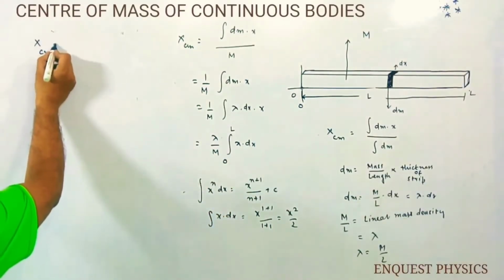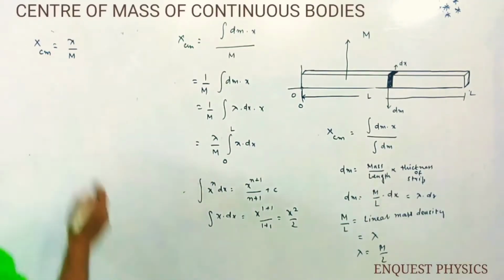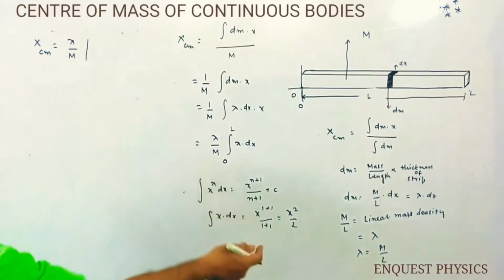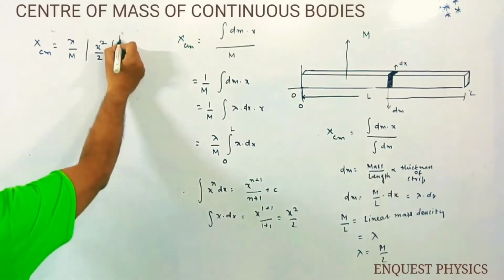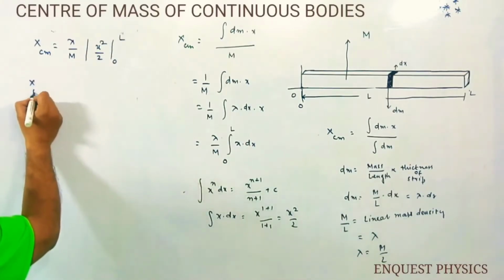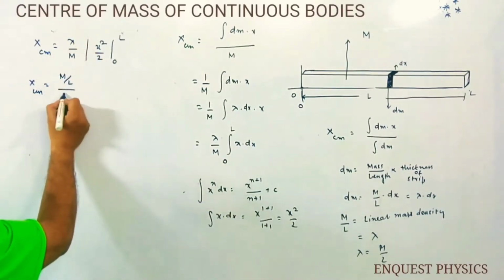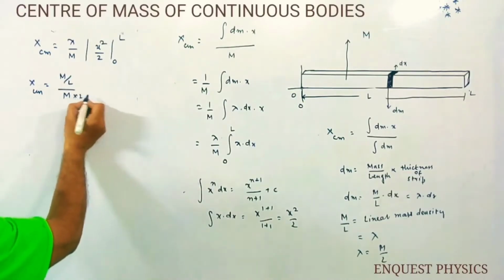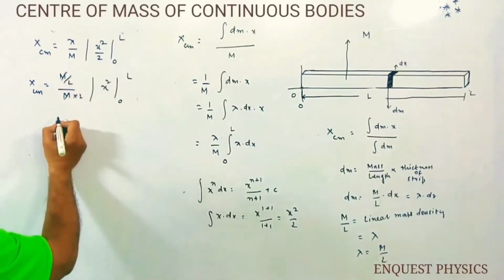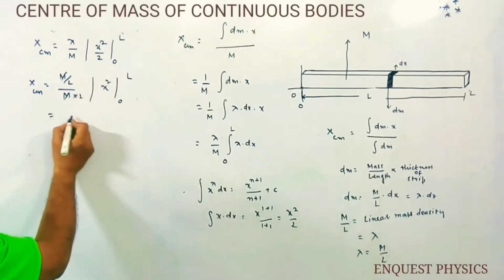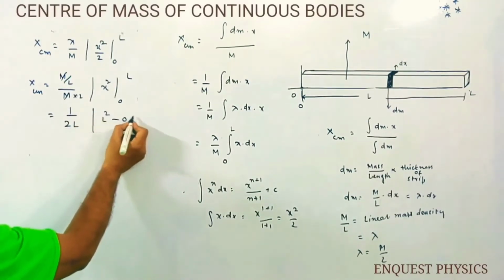What do we get? xCM is equal to lambda by M, and we integrated, that is x squared by 2 with the limits 0 to L. Here xCM can also be written as lambda, obviously you know that it's M by L, upon M. I am bringing out the 1 by 2, x squared, and the limits of 0 to L, where M cancels. It is 1 by 2L into L squared minus 0.